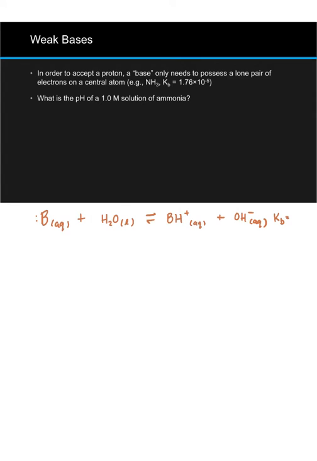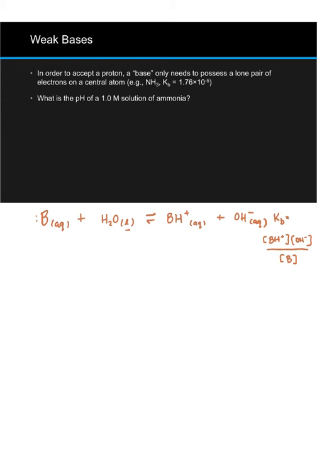The Kb for this reaction is the concentration of BH+ times the concentration of OH- divided by the concentration of regular old base, B, at equilibrium. We exclude water from this equilibrium expression because we don't include liquids or solids in our K expressions. Other than this reaction, the calculation for pH is more or less exactly the same as it was for a weak acid, all the way down to making simplifying assumptions.